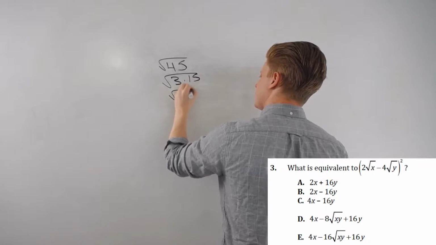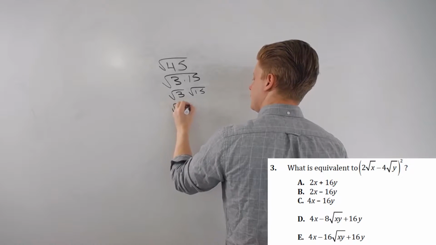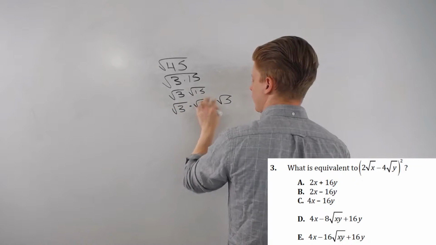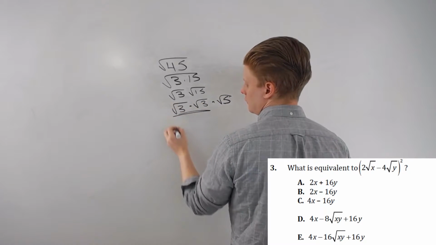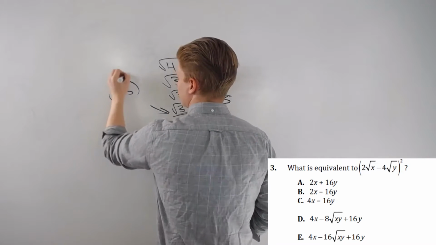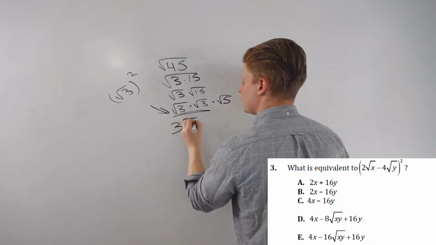So right now I have the square root of 3 times the square root of 15. I could say, well, the square root of 3 times the square root of 3 times the square root of 5. Got 2 of these 3's. That's, if you really want to think about it this way, the square root of 3 squared because I'm multiplying them. That will cancel each other out. And I can say 3 square root of 5.